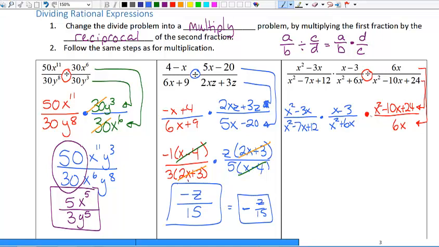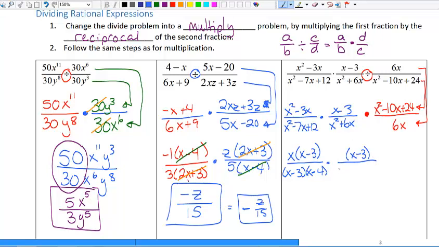Next, I'm going to factor all of the polynomials that I can. So we have x and x minus 3 on the first numerator. On this denominator, I have 2 numbers that multiply to positive 12 and add to negative 7. Because the 12 is positive, we know the signs are going to be the same. And because my sum has to be negative, they both have to be negative. That's negative 3 and negative 4.